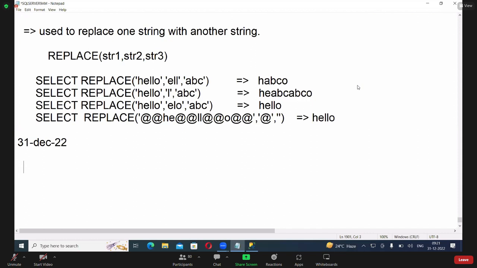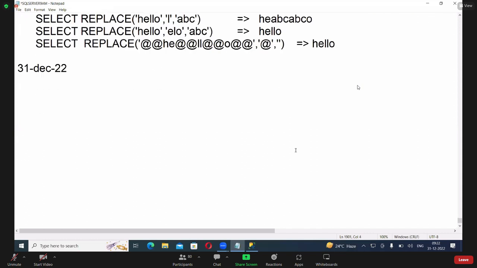Then next, one or two are there. Like one is translate. There is a function called translate.